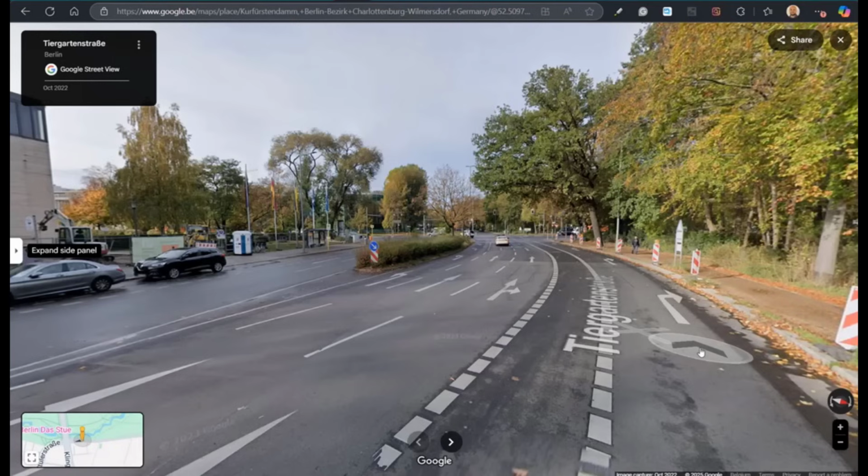Now if you want to turn right, you have to pre-sort on this rightmost lane, and this is a different lane. It's a bicycle lane. We'll talk about bicycle lanes in detail later. But if you want to drive straight and right, you can use this lane. This lane here allows you to drive straight, and this lane here on the most left allows you to take a left turn at the next junction.